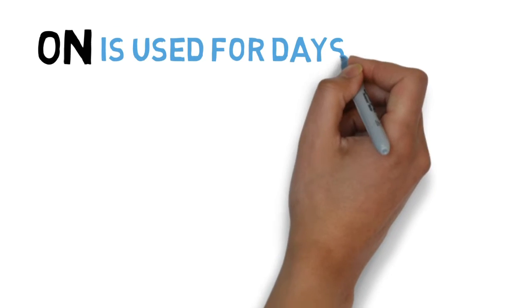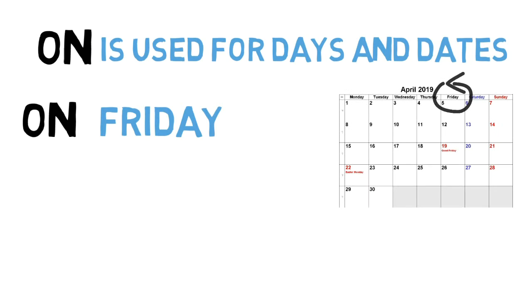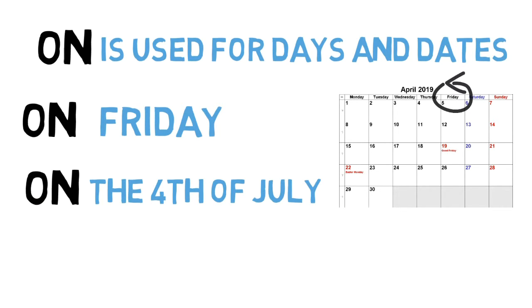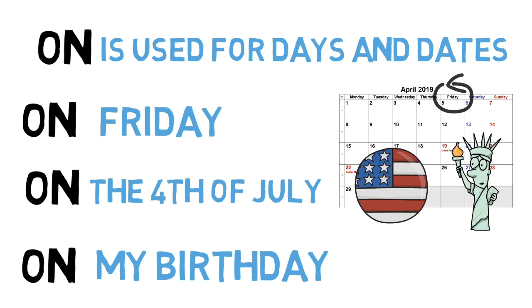On is used for days and dates. On Friday, on the 4th of July, on my birthday.